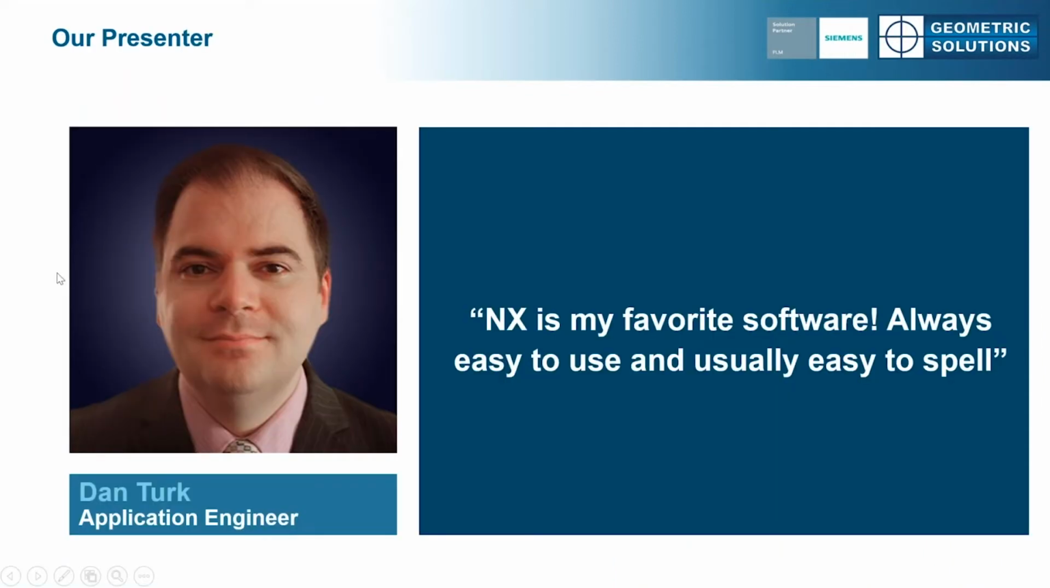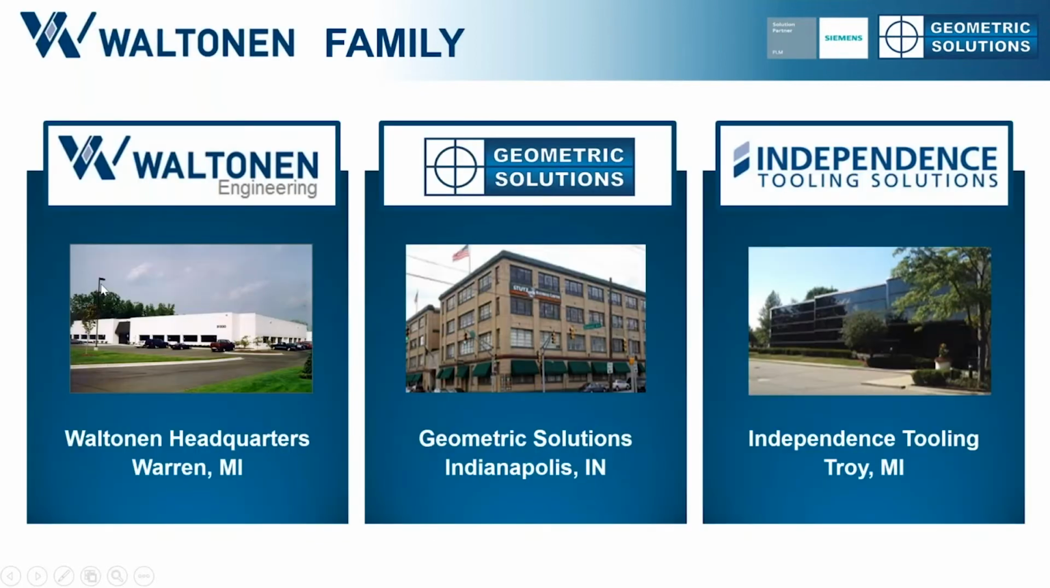My name is Dan Turk, and I'm an application engineer with Geometric Solutions. Now, briefly about Geometric Solutions, we're part of the WALTONEN family of companies. So Geo, we sell Siemens software solutions. WALTONEN has hundreds of engineers that use those software solutions. And then Independence Tooling, we have a facility where the things that are being designed and created are being built. So you could say from A to Z, we've got it covered.